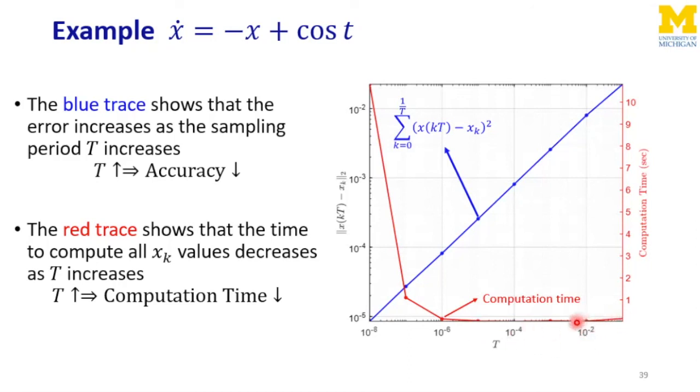This little increase at the end is because of the memory allocation. This is a separate issue. We don't want to go into that. Anyways, the point is, as the time step goes up, the accuracy goes down, and the computation time also goes down.